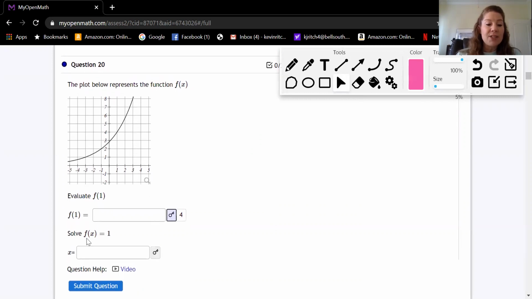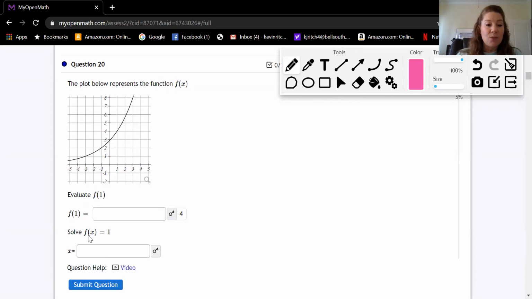But then look how this is written. F of x is equal to 1. That means y is equal to 1. So they want you to find, where is y 1? Well, y is 1 right here. What's the value of x when y is 1? Right there. So x is -3 when y is 1. This coordinate is literally -3, 1. So there we go.